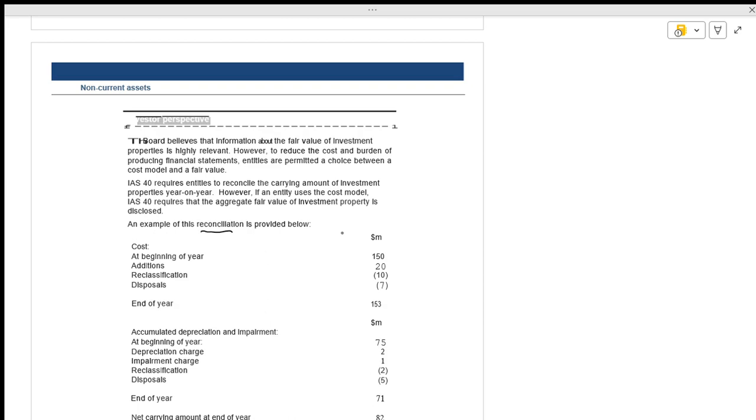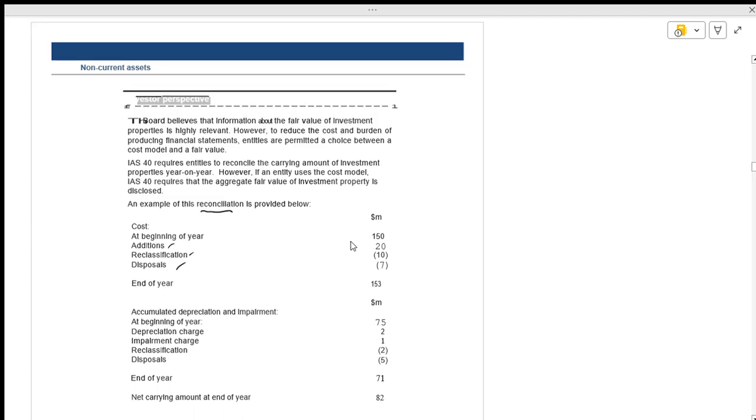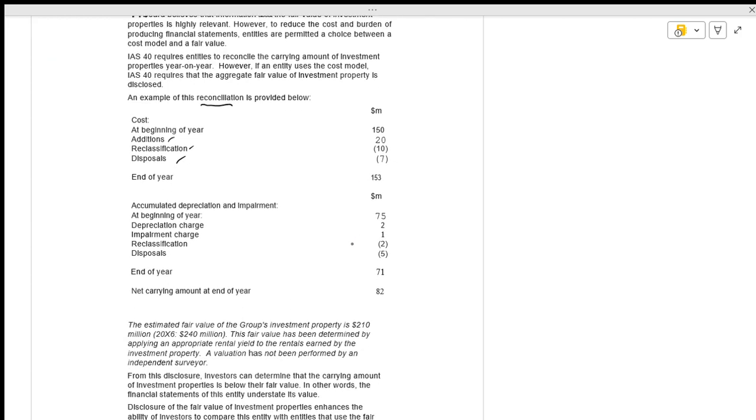Cost at the beginning of the year, additions, reclassification and disposals, and at the end of the year you will get this much. And accumulated depreciation: beginning of the year, depreciation charge, impairment charge, reclassification, disposal, you will get it there. What is the net carrying amount we have to take into consideration? This is the most significant aspect, which is 153 and 71. 153 minus 71 equals how much?